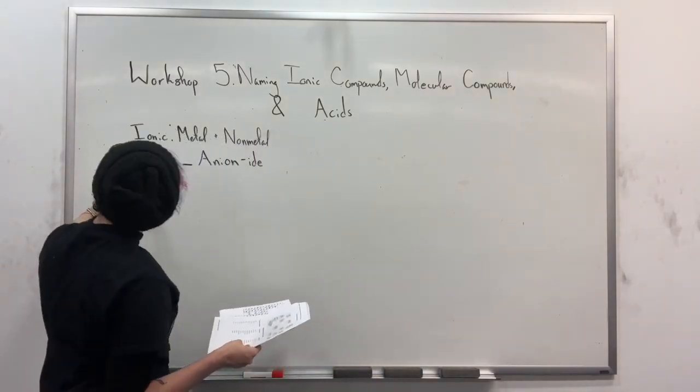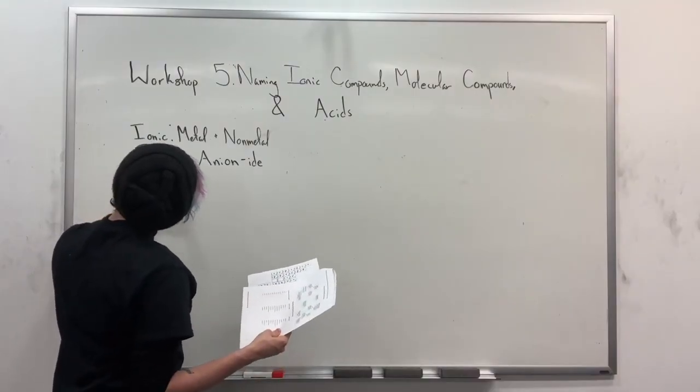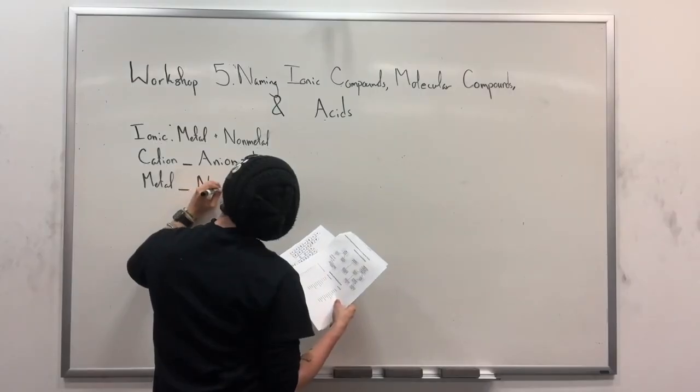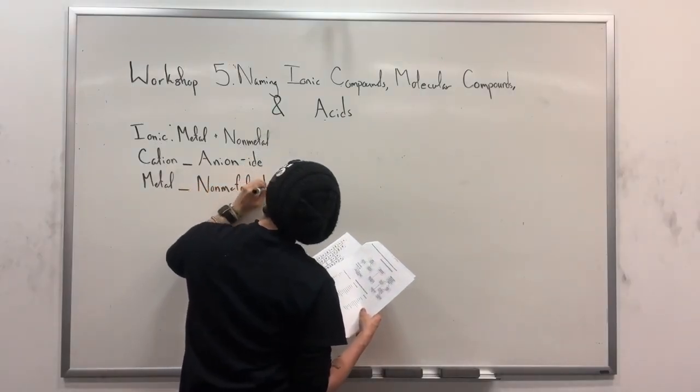Or if you want to rewrite this a little bit to not talk about cations and anions, you name your metal first, you have a space, and then you name your non-metal, and you change the non-metal's ending to IDE.